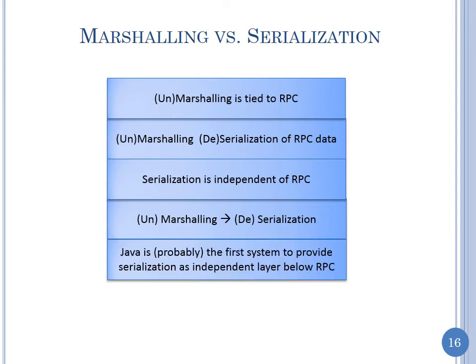So Java is, like I said, probably the first system to provide serialization as an independent layer below RPC. There might have been other systems that I'm not aware of, but just historically, that's where I first saw it.